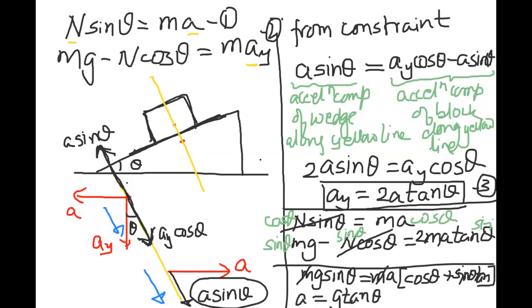I have missed a 2 somewhere. Where did I miss the 2? The 2 will come here, here the 2 will come. Plus 2 sin theta tan theta. So g tan theta upon 1 plus 2 tan square theta. This should be the acceleration of the wedge.